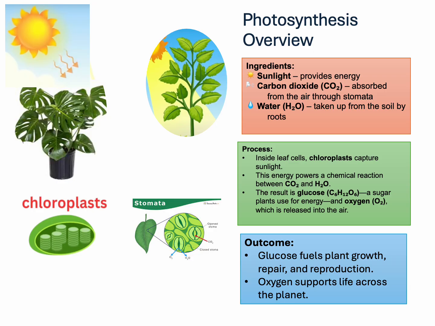Okay, this is a photosynthesis overview. Plants absorb water through their roots and carbon dioxide through stomata in their leaves. In chloroplasts, they use sunlight to perform photosynthesis, producing glucose and oxygen. This glucose fuels plant growth and supports the food chain.